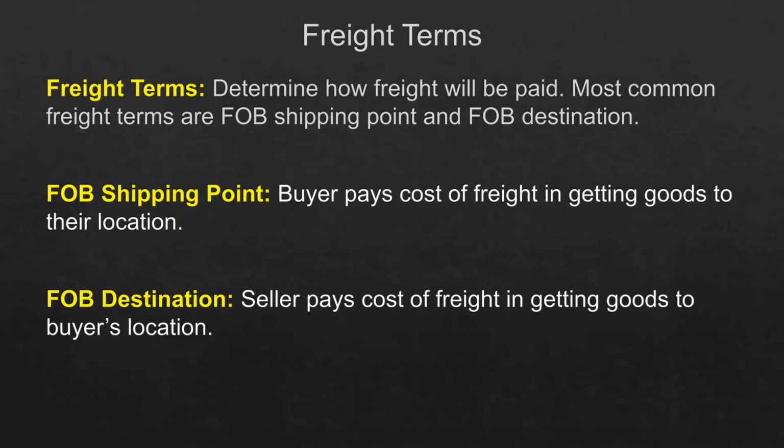So freight terms. We're going to have two different kinds of freight, which determine how freight will be paid. Sometimes it's paid at what they call the shipping point, sometimes at the destination. With FOB shipping point, the buyer pays the cost of the freight in getting goods to their location. And with FOB destination, the seller pays the cost of freight in getting goods to the buyer's location.